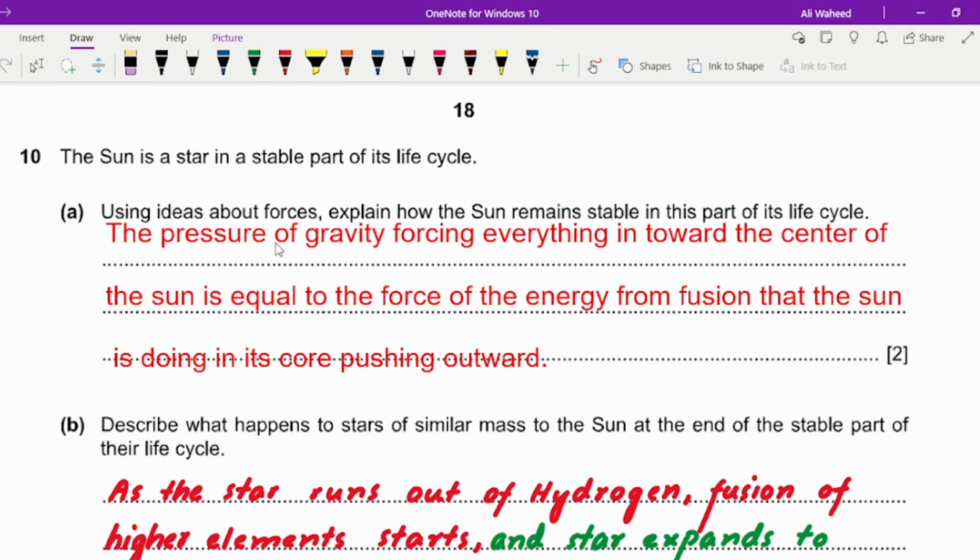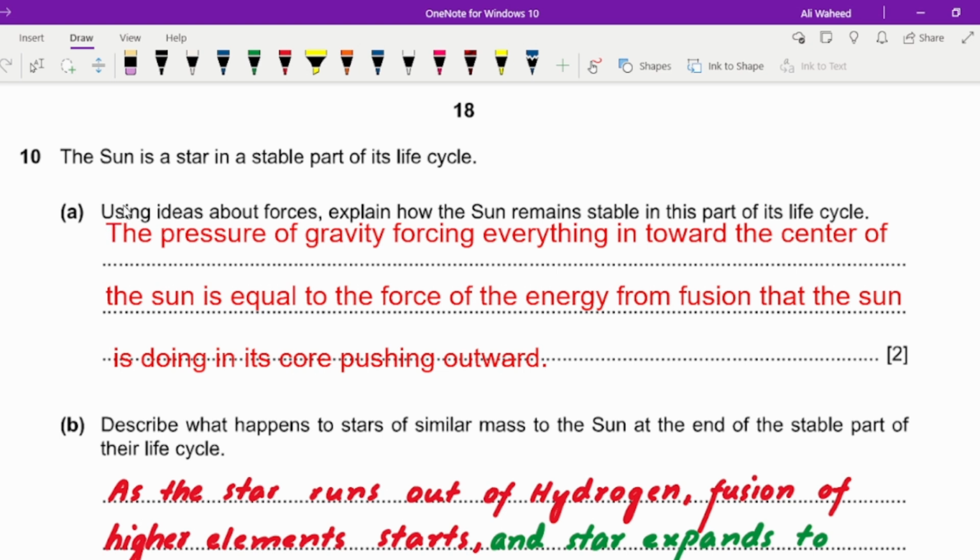Alright, so question number 10. The sun is a star and is in a stable part of its life cycle. Using ideas about forces, explain how the sun remains stable in this part of its life cycle. So the sun has been there for about 5 billion years, and it would remain there for the next 5 billion years. And right now the sun is in a stable state.